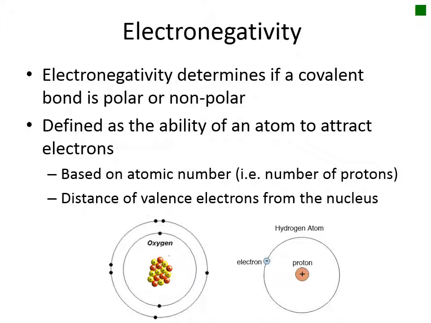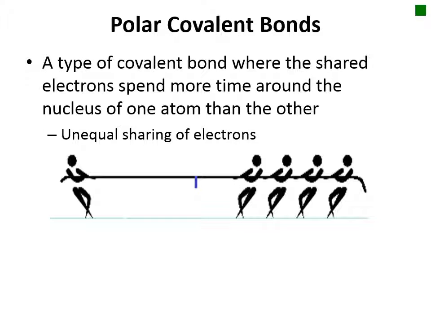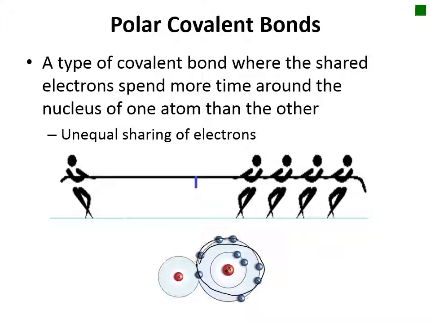Using oxygen and hydrogen as an example, we see that oxygen has 8 protons in its nucleus, while hydrogen has only 1 proton. The 8 positive charges will have a much greater pull on a negative electron than 1 positive charge. Thus, oxygen is more electronegative than hydrogen. When an atom with high electronegativity, such as oxygen, forms a covalent bond with an atom with low electronegativity, such as hydrogen, a polar covalent bond is formed, because the shared electrons spend more time circulating the nucleus of the high electronegativity atom than they do the low electronegativity atom.